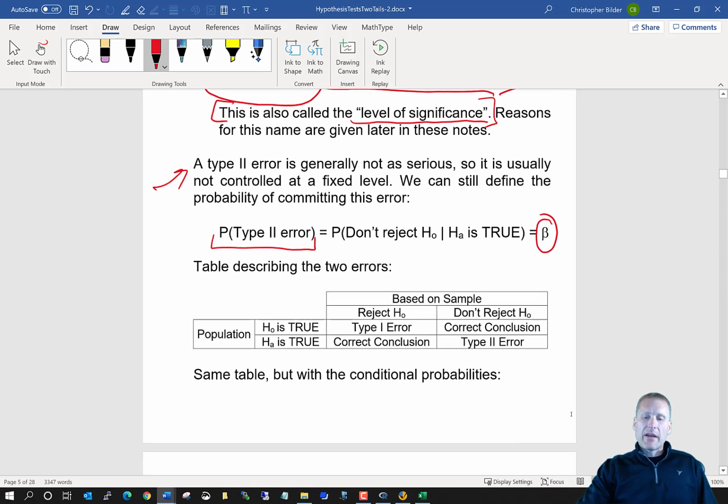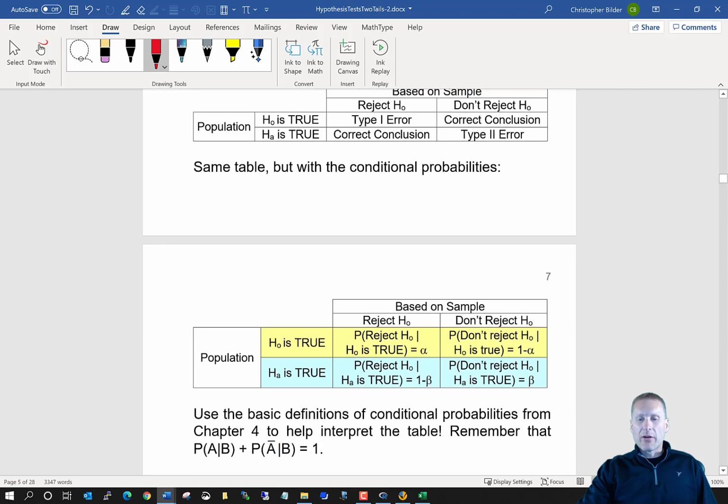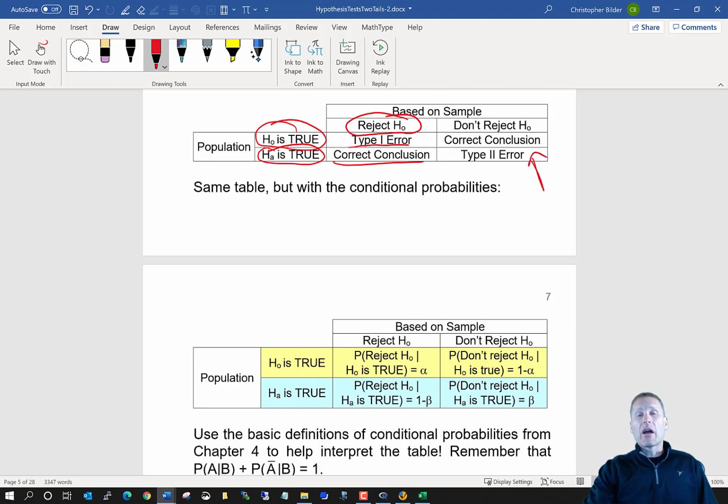And so here we have a nice little table that helps describe these kinds of errors that can occur. So for example, if based upon my sample, I reject H0, but in actuality H0 was true, there's where my type 1 error would be. But if I rejected H0, and in actuality, in terms of the population, HA is true, good, I made a correct conclusion. And you can look at the correct conclusion and type 2 error cells of the table as well on your own.